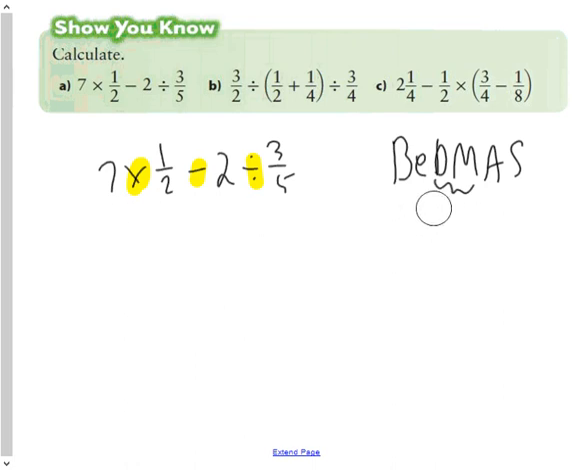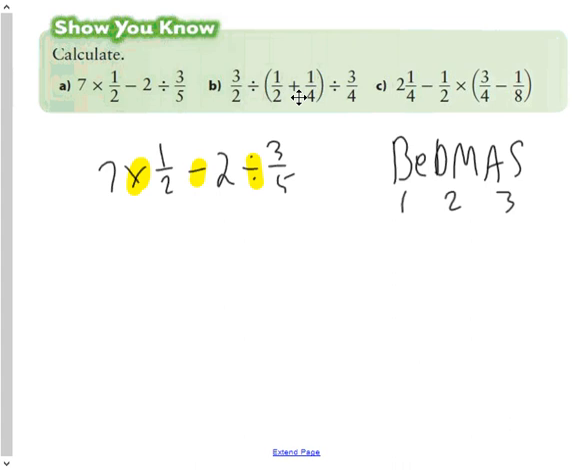So make sure you follow your BEDMAS. And if you keep forgetting, write it down. There's 3 steps. Step 1, step 2, step 3. The E you'll learn in grade 9 a little bit more when you do exponents. But for grade 7 and 8 math, you don't really use exponents very much. So what I'm going to do is 7 times a half.